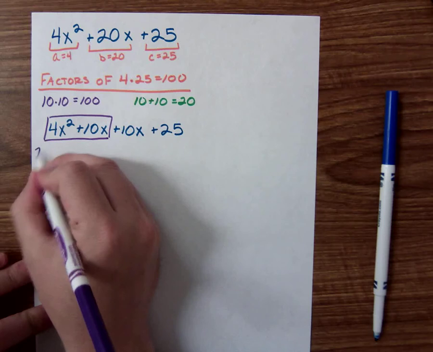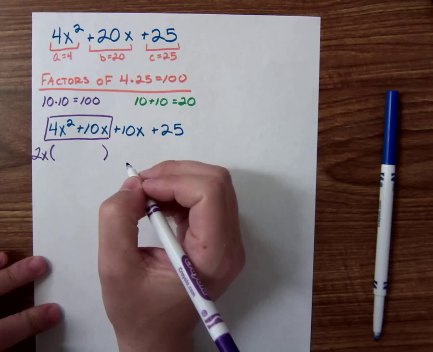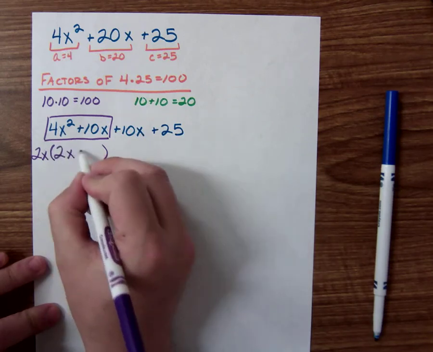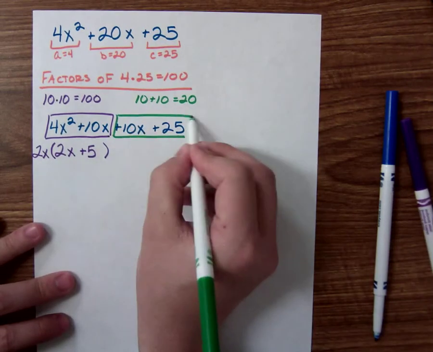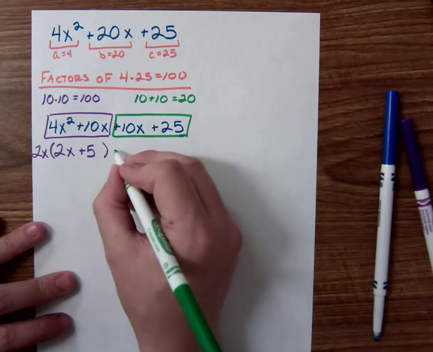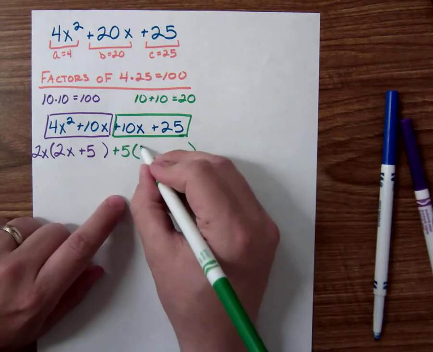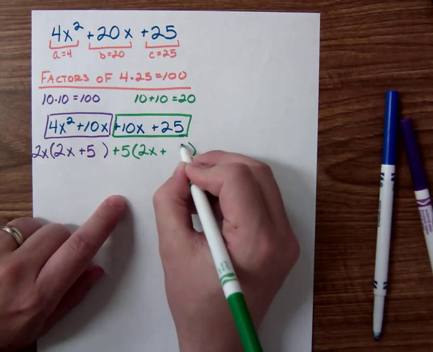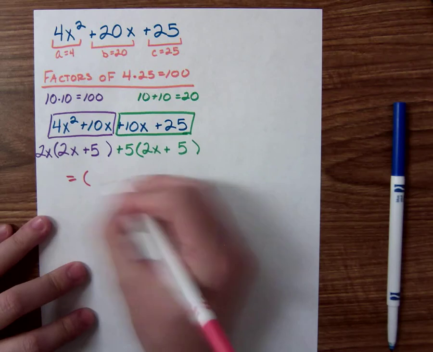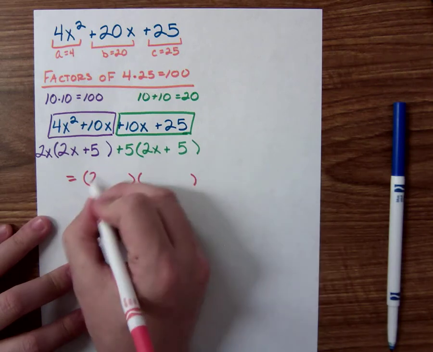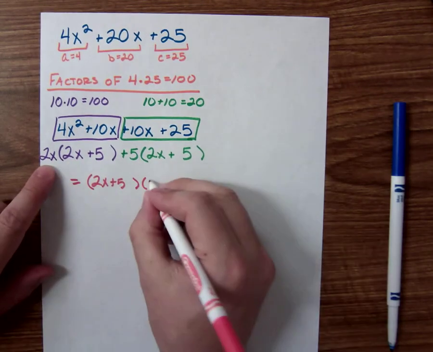So you said 2x is the GCF there. I agree. What am I left with in the parentheses if I take 2x out of everything? 2x plus 5. Good. Okay, so what about these two? Greatest common factor of 5. Positive 5. What are we left with in parentheses when we divide by 5? 2x plus 5. So the outside parentheses will be the 2x plus 5. That's the thing they both have in common. And the inside will be 2x plus 5.